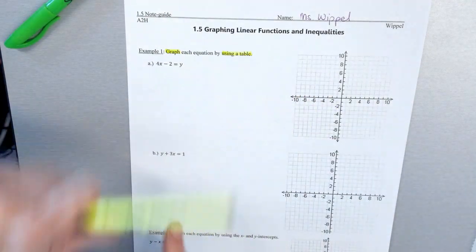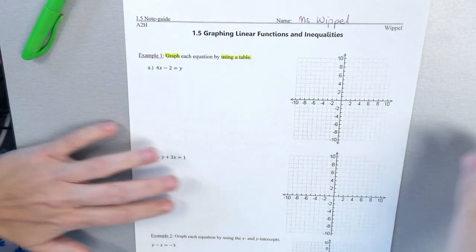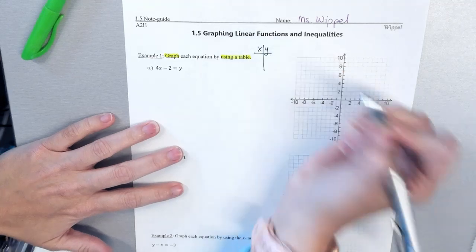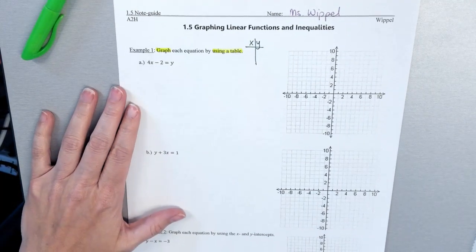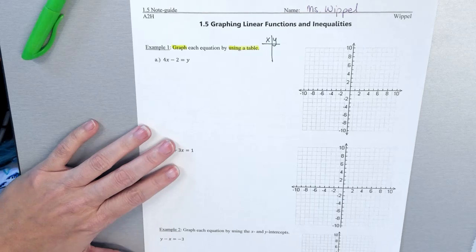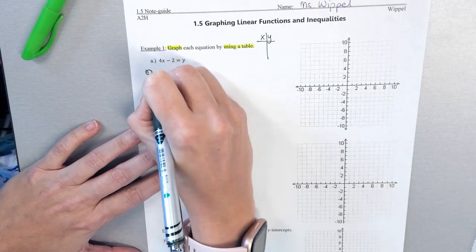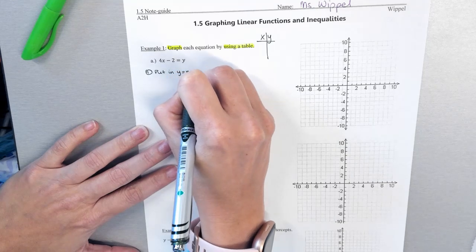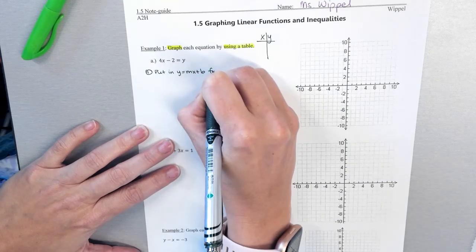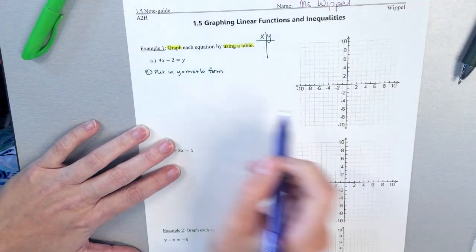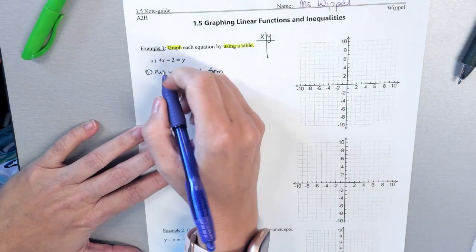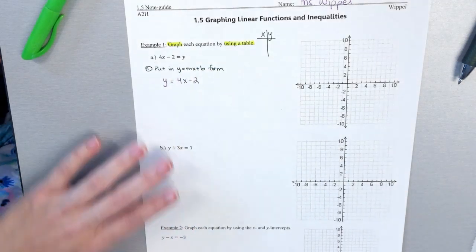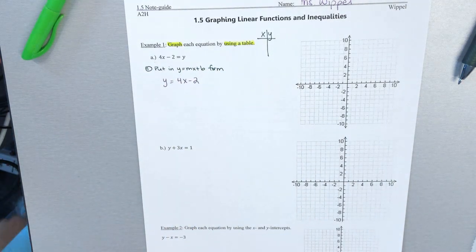Some of them are going to say to use a table. If you are using a table, that means you need to have an XY table, and we're going to be putting 5 points on there. Now the simplest way to do this is to put the equation in the y equals mx plus b form. And sometimes it's already in that form, like this one almost is, it's just the y's on the other side. So you can just write it as y equals 4x minus 2.